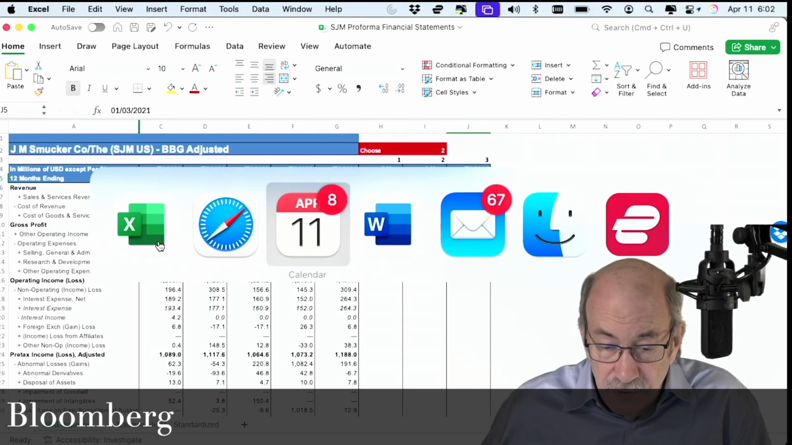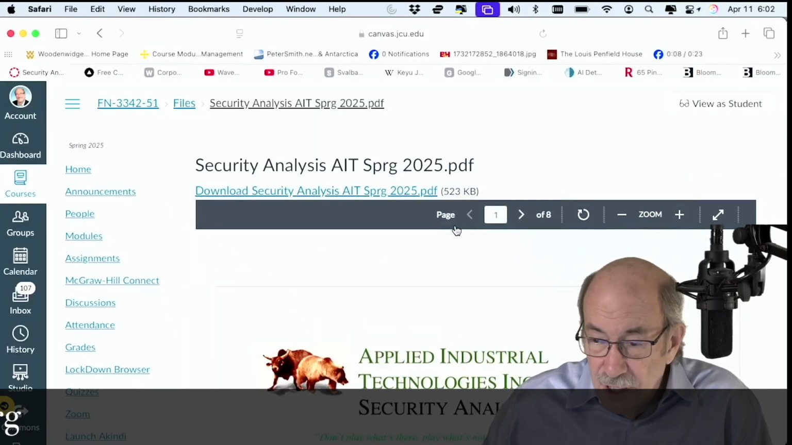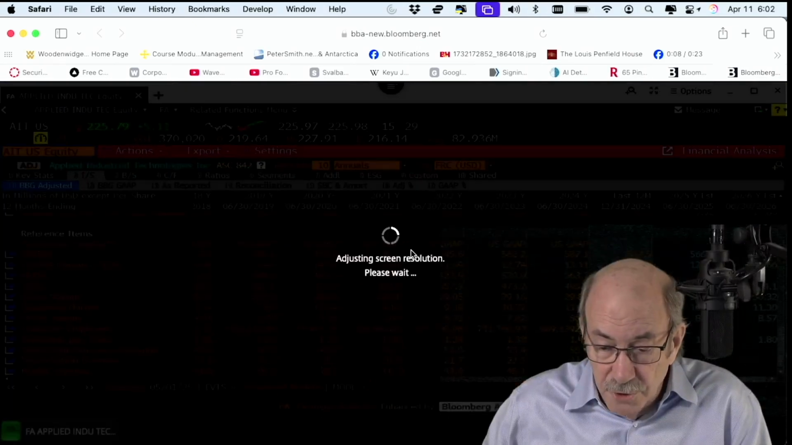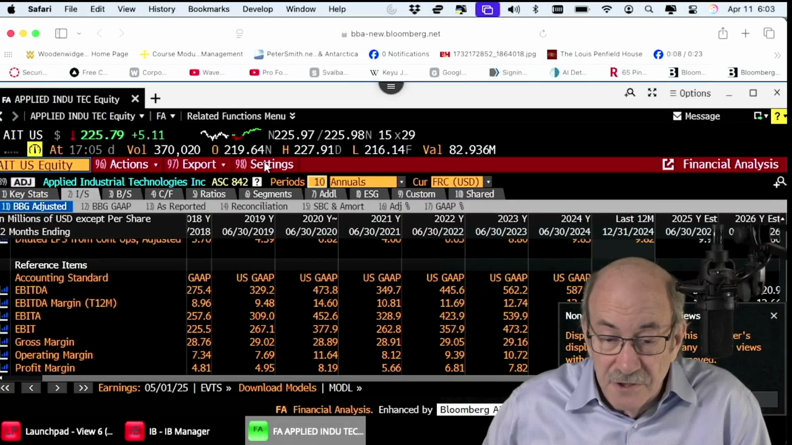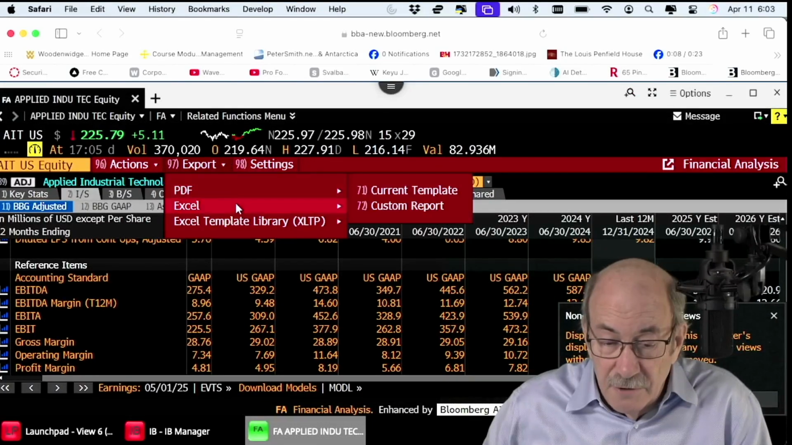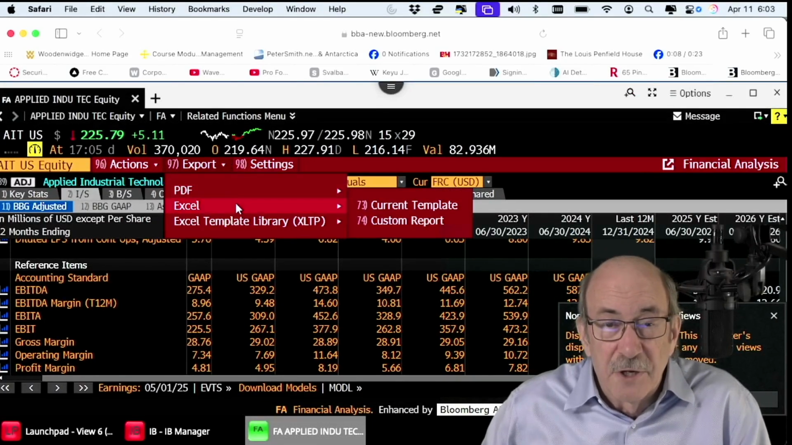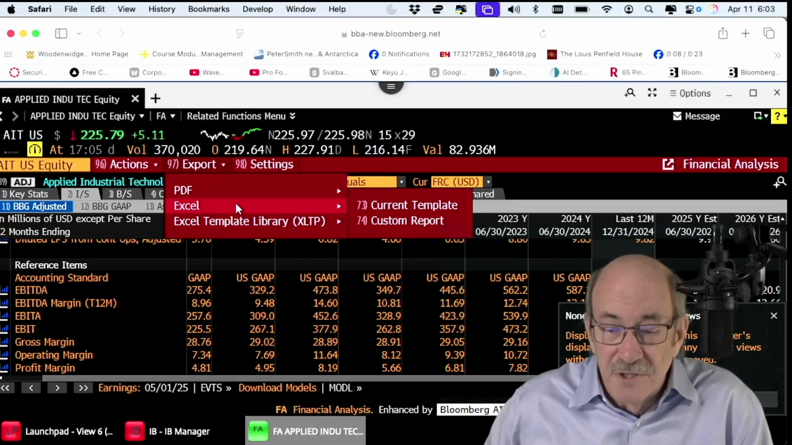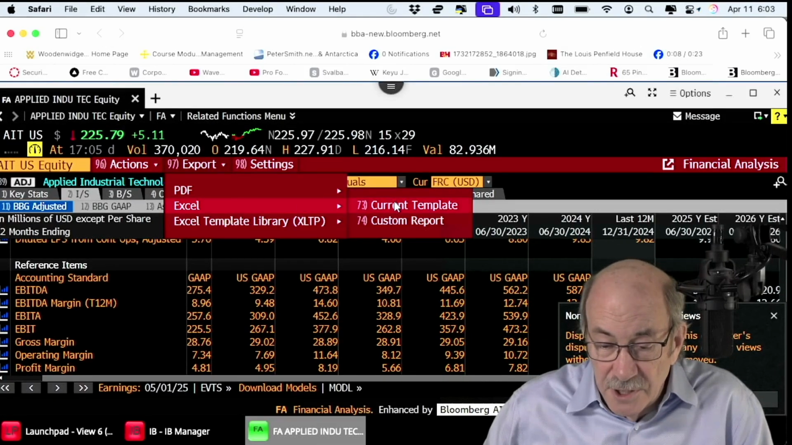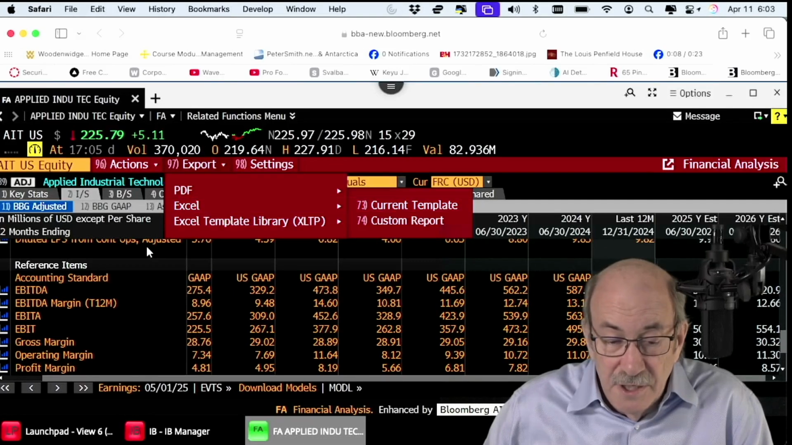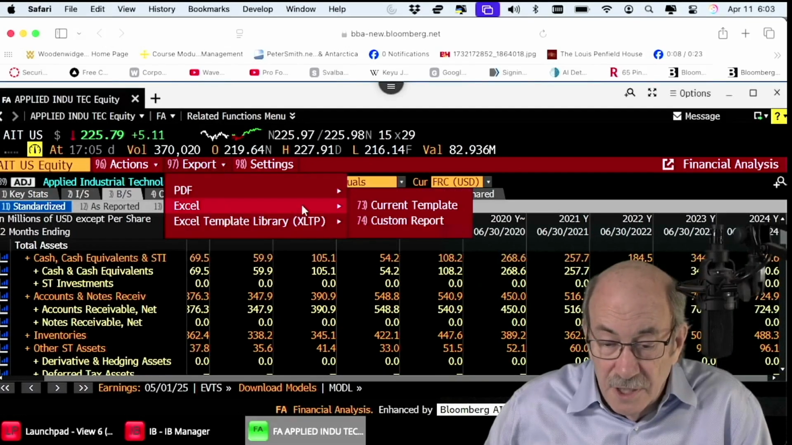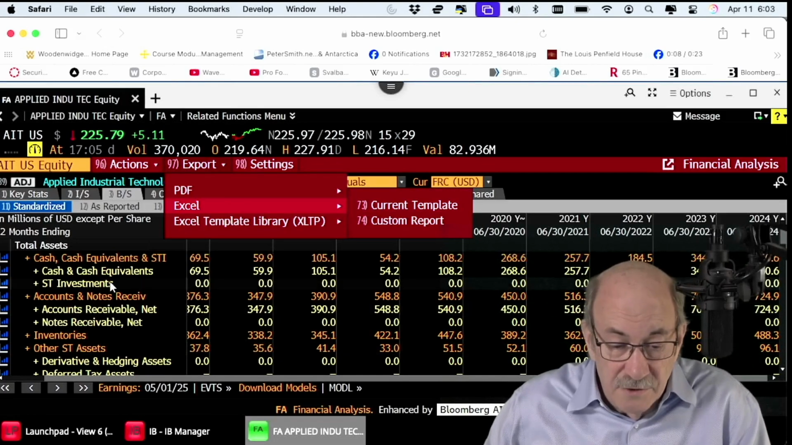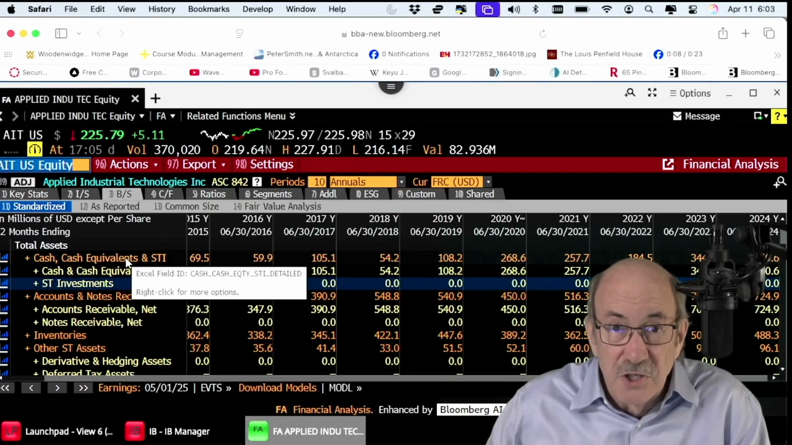You'll want to go to Bloomberg and get the spreadsheet here. I'm assuming you've already done this. I'm going to be looking at the first deliverable assignments this weekend. But you'll want to download that current template in the income statement, and then go over here to the balance sheet and do a similar thing, export Excel current template. And so you'll have all of the previous years.